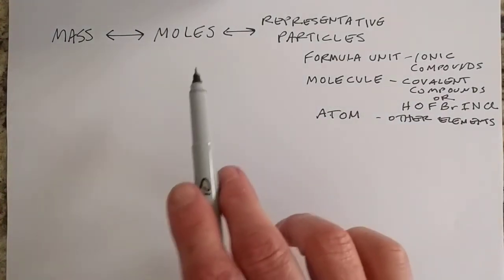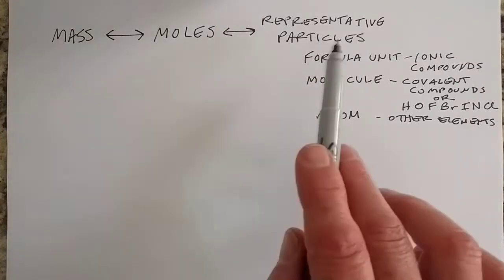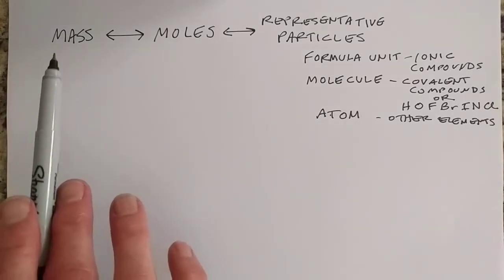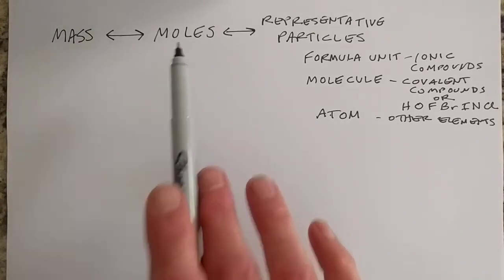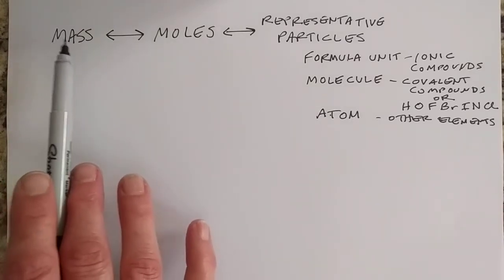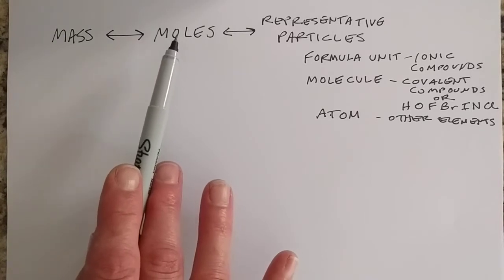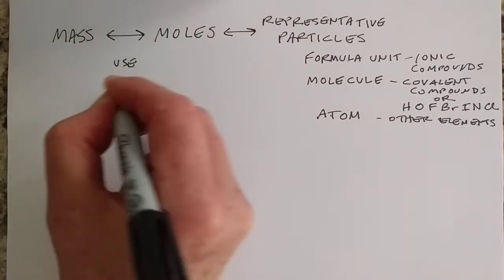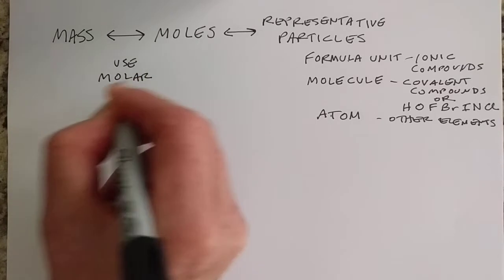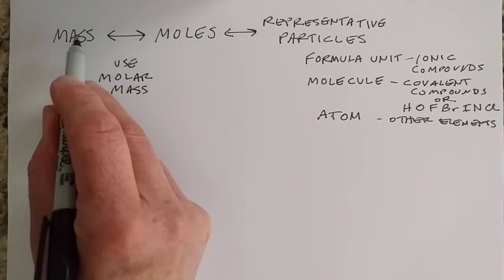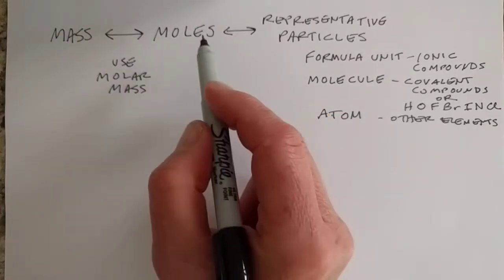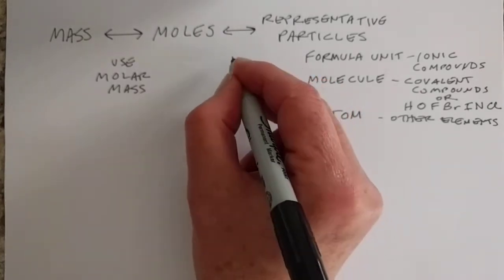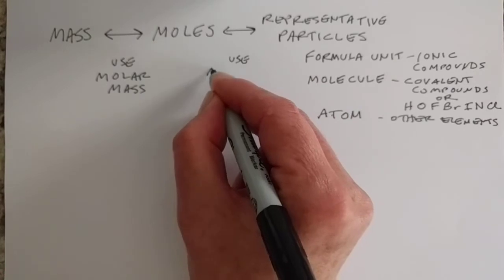Now, both the mole and the representative particles are counting units, which is different from mass. Our mass unit is grams, and the counting unit is moles. If we are going to be converting from grams of a substance to moles of a substance, we're going to use molar mass as a conversion factor. If we're going from the number of moles to the number of particles of a substance, then we're going to use Avogadro's number as a conversion factor.